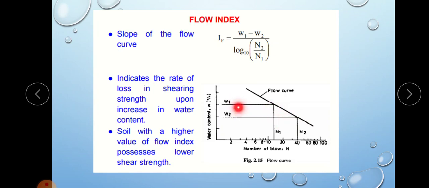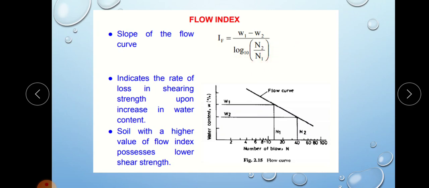So we can take this slope: W1 minus W2 divided by, since it is in log scale, log N2 by N1, where the number of blows is represented as N. We can take any slope. Here we have taken this slope, so this is N1, this is N2, and corresponding water contents W1 and W2. So the expression becomes IF is equal to W1 minus W2 divided by log to the base 10 of N2 divided by N1.